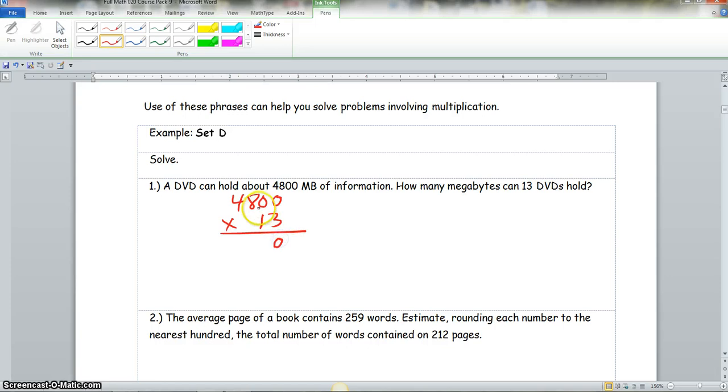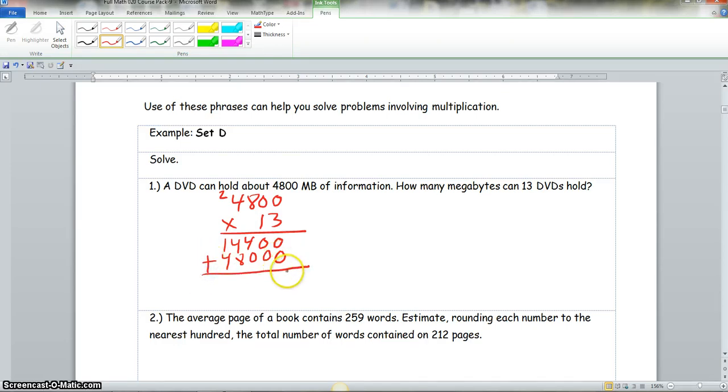3 times 0 is 0. 3 times 0 is 0. 3 times 8 is 24. Carry your 2. 3 times 4 is 12. Plus 2 is 14. Now we add a 0 here. 1 times 0 is 0. 1 times 0 is 0. 1 times 8 is 8. And 1 times 4 is 4.